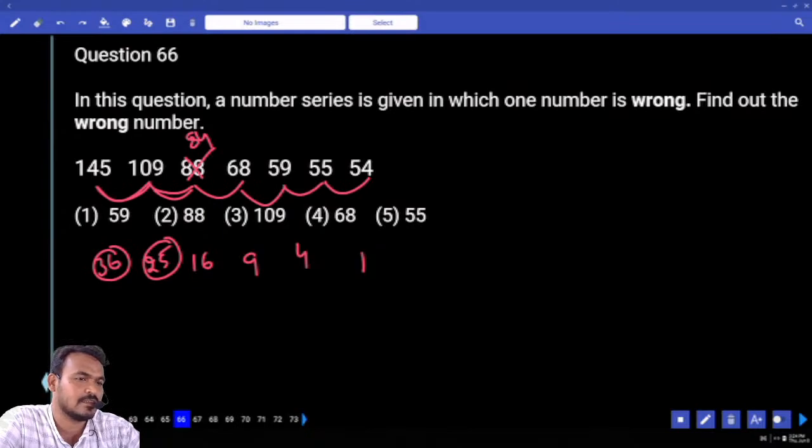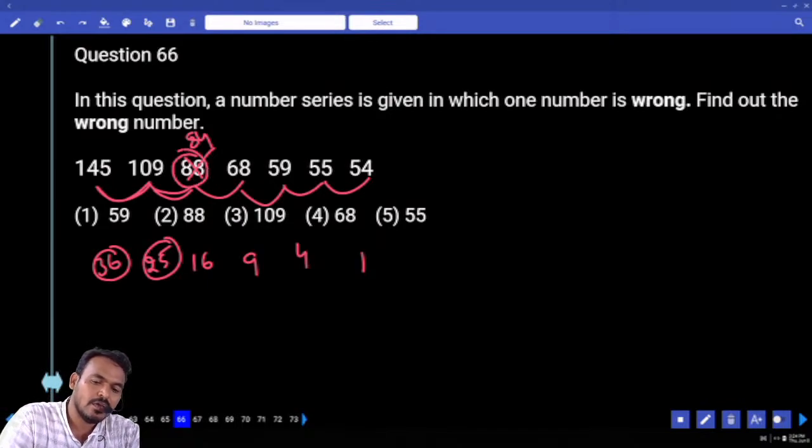145 minus 36 is how much? 109. 109 minus 25, 84. In place of 84 it is how much? 88. What is the wrong number? 88.